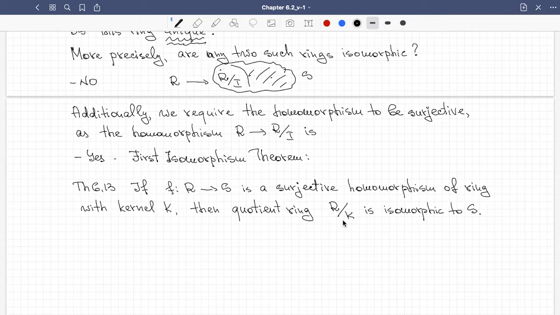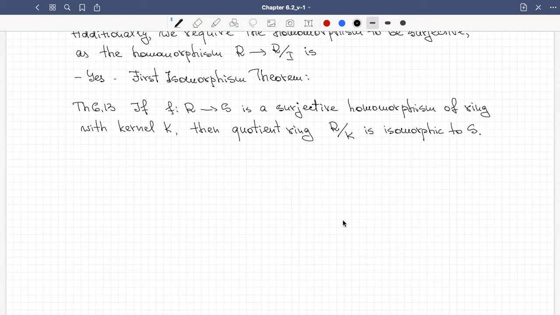The proof of the theorem you will find in the book. I will give you an idea of this proof.